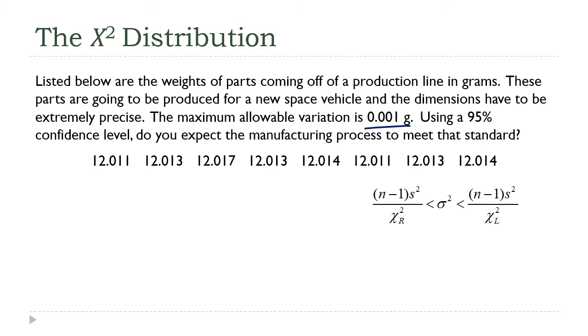Our formula requires three things. The sample size, which we know, right? If you count them up here, 1, 2, 3, 4, 5, 6, 7, 8. There are 8 values in my sample. And we need the two upper and lower chi-square values, which we now know how to get. And we need the sample standard deviation.